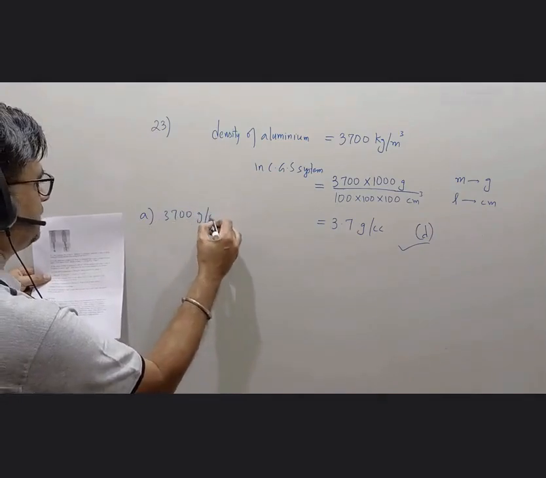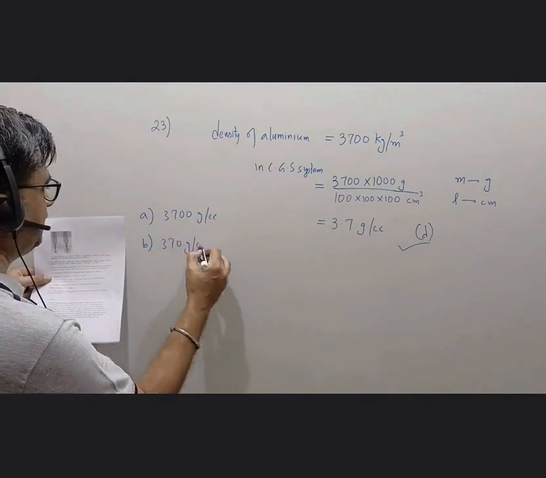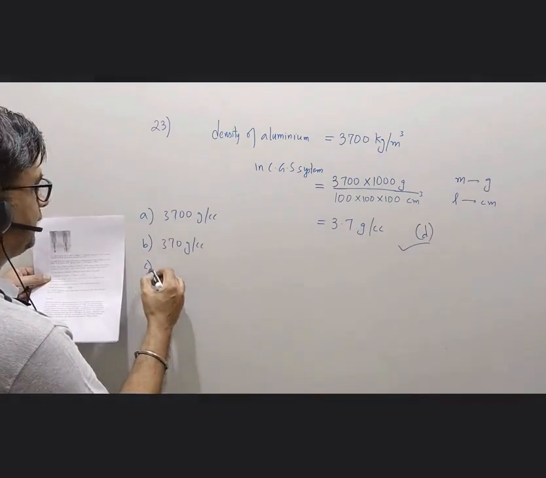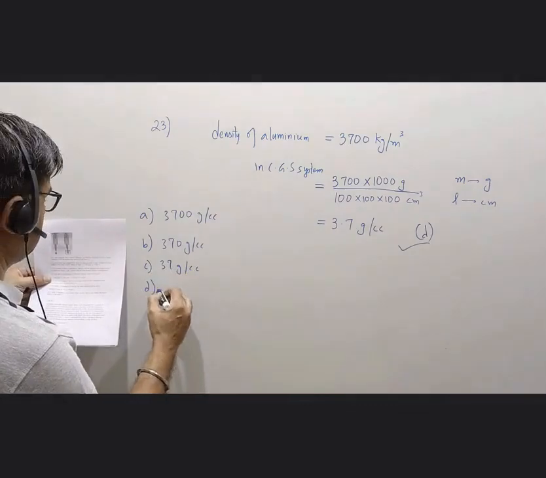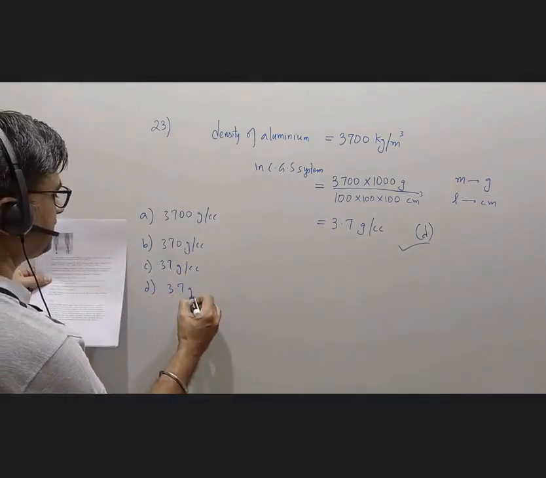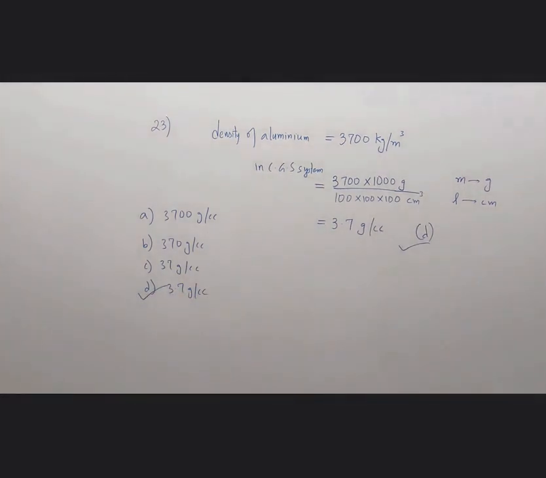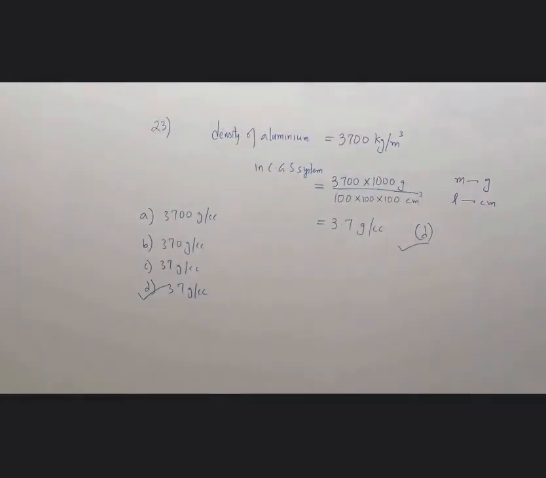A is 3700 gram per cc. B is 370 gram per cc. C is 37 gram per cc, and D is 3.7 gram per cc. So I see this as the correct answer choice. All right, so that was question number 23.